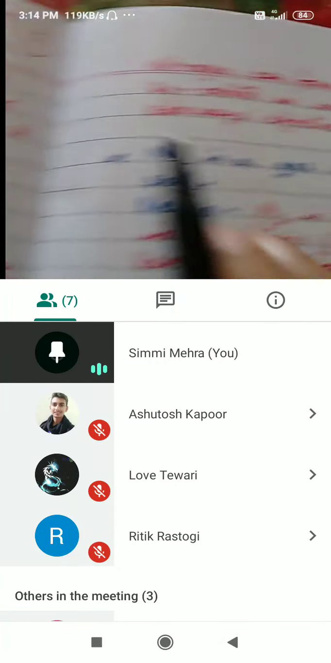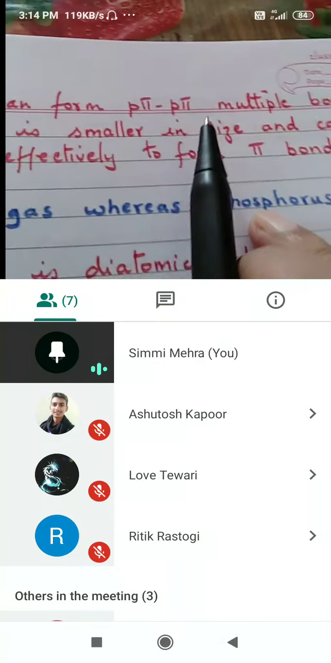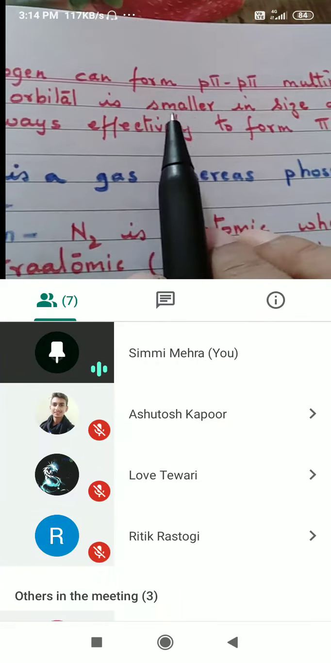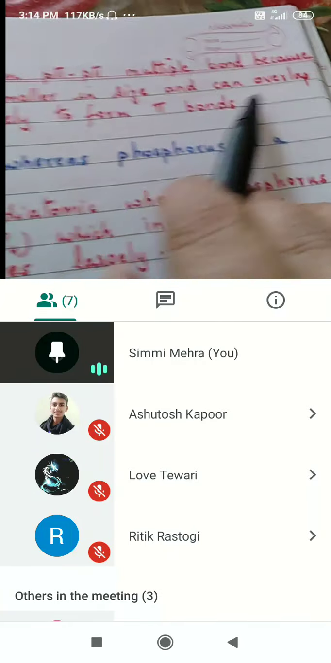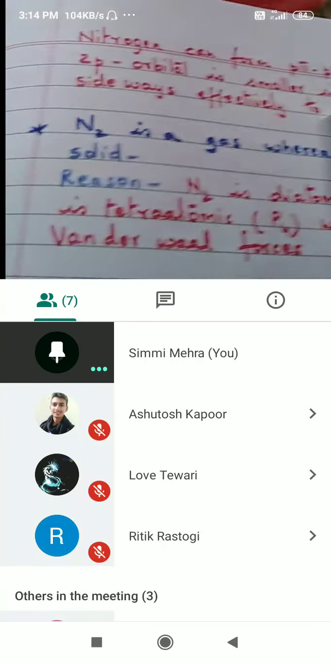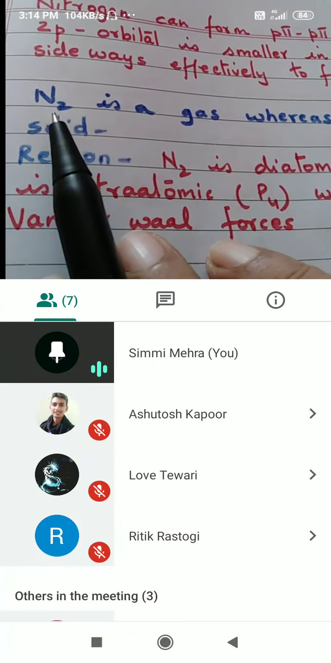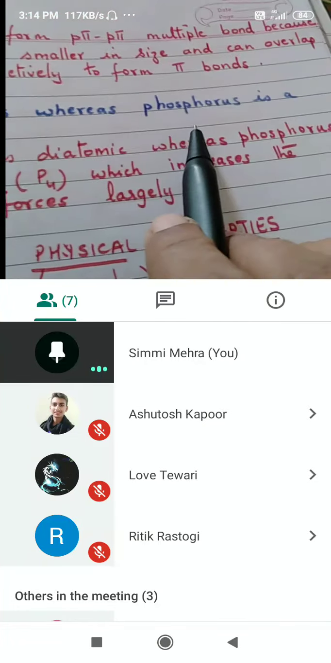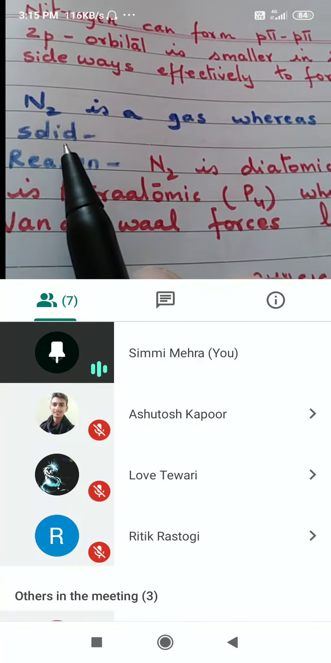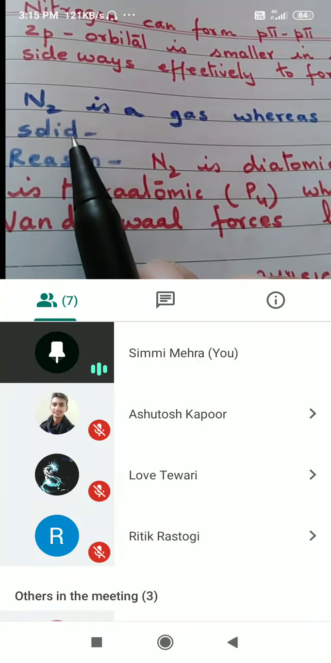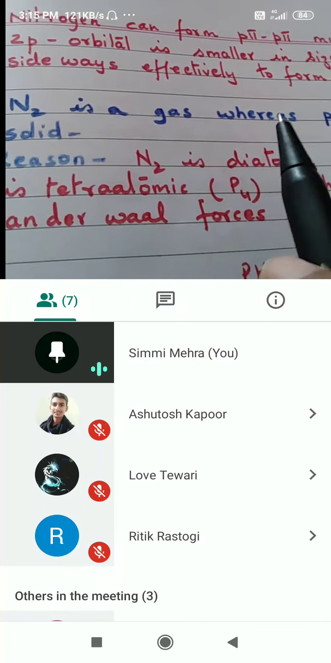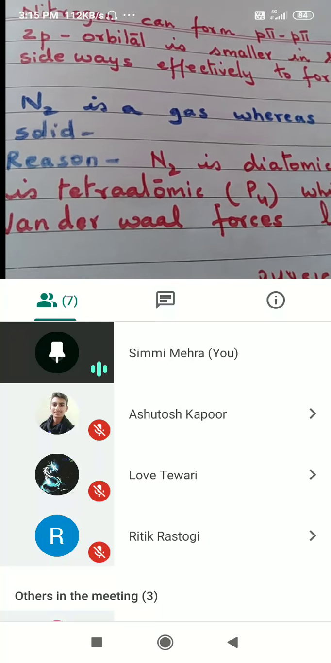Alright. Next we have is nitrogen can form p pi p pi multiple bonds because 2p orbital is much smaller in size and can overlap sideways effectively to form pi bonds. Okay. Now next reasoning is nitrogen is a gas whereas phosphorus is a solid. Now this also is interesting. Nitrogen is existing as gas, while the rest, phosphorus and arsenic, antimony, bismuth, they are all solids.